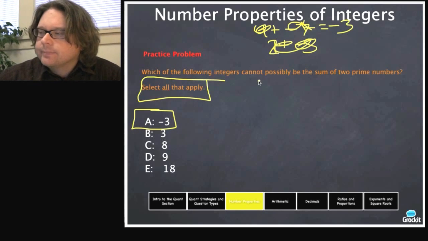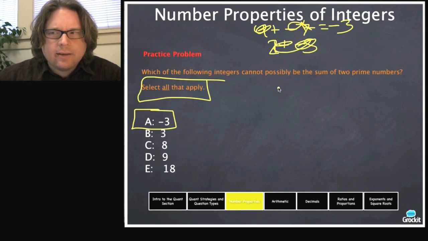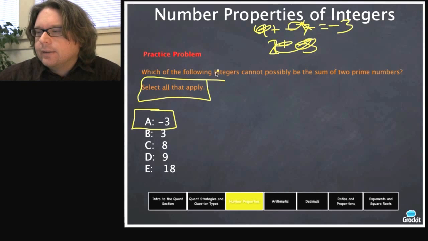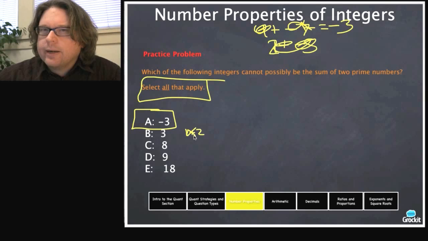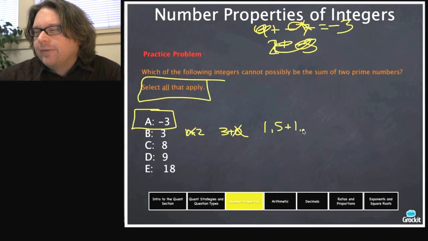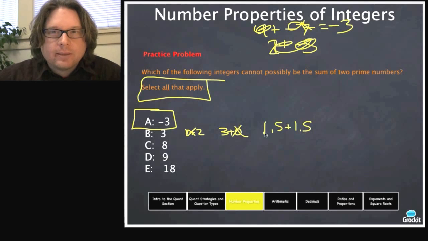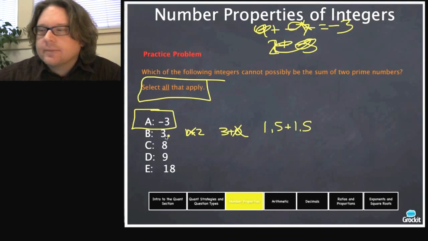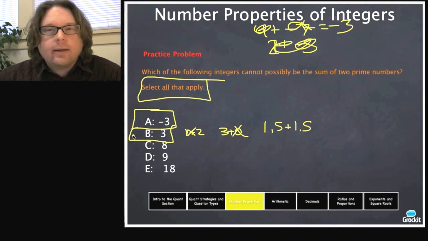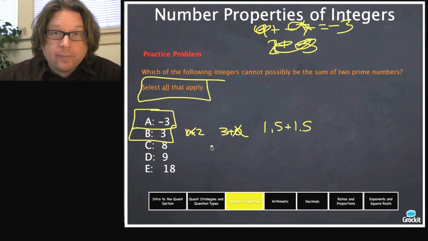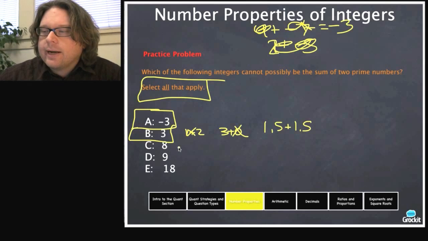What about 3? What numbers can we add together to get 3? We can add 1 plus 2, but remember 1's not prime. We can add 3 plus 0, but remember 0's not prime. So this actually is another one of our options. We could add 1.5 and 1.5, but those are also not prime because primes don't have decimals or fractions. So 3 is also a number that cannot be the sum of 2 prime numbers, and therefore it's one of our answers. What about 8?